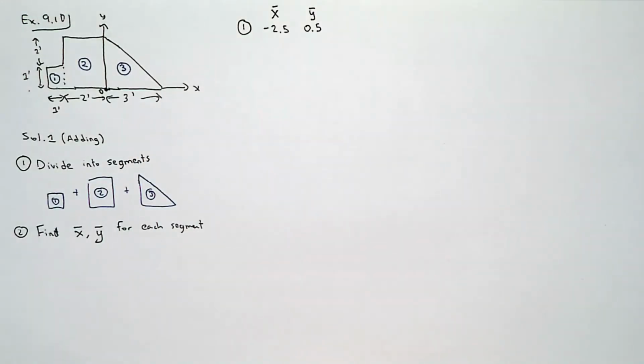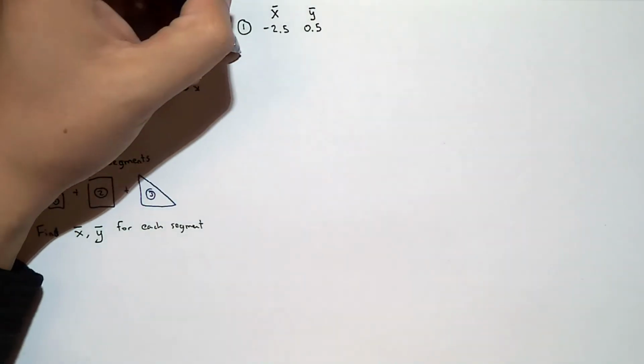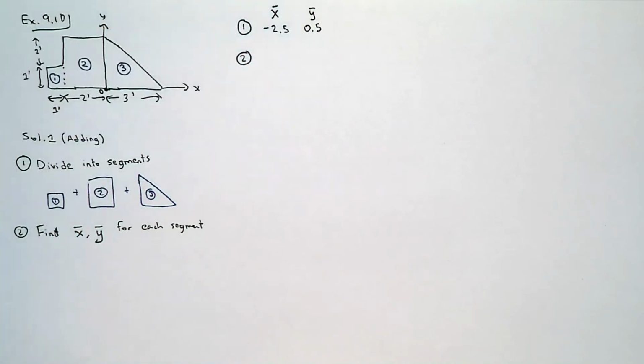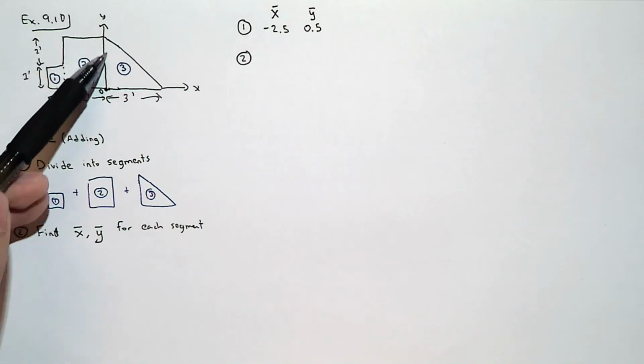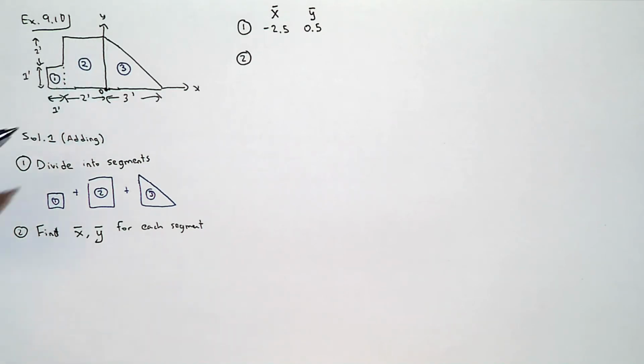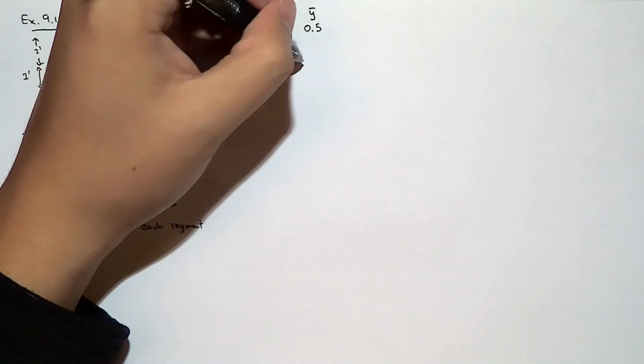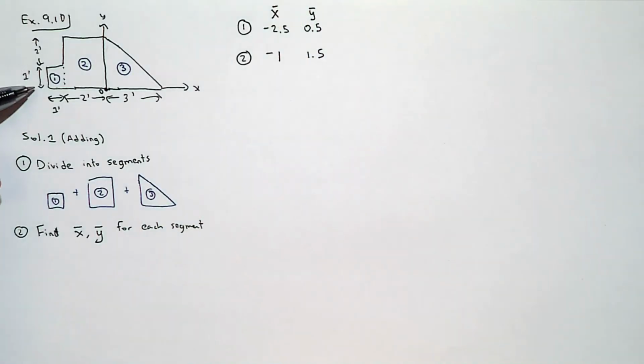I think so. Good. For my second element, what is the x coordinate to the centroid of this element? It's a rectangle, remember? Negative 1. Negative 1. What about the y coordinate? 1.5, there we go. Remember, that's 3 feet vertically.